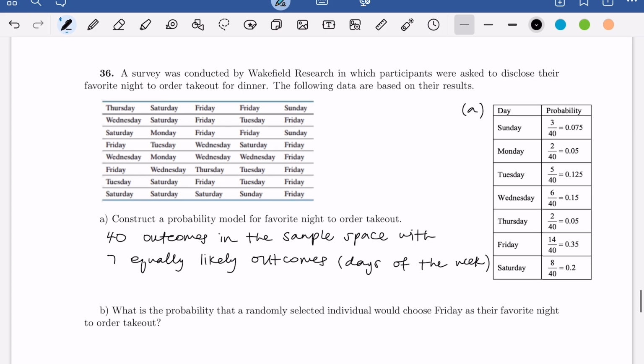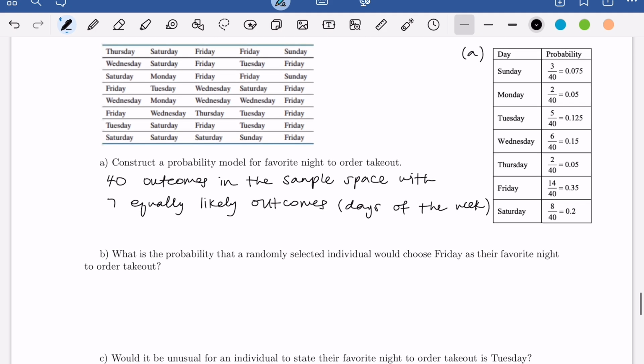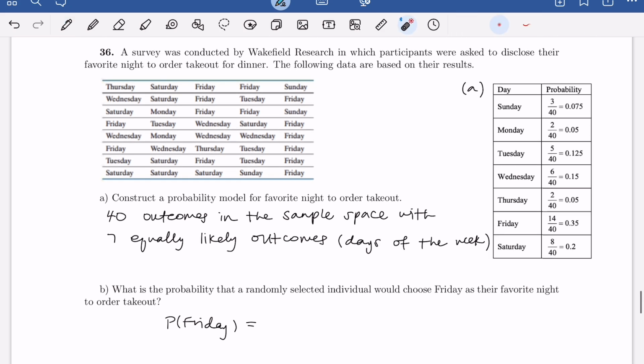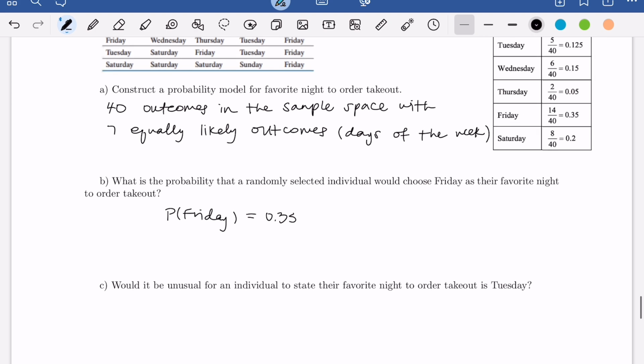Now with that, for part B, what is the probability that a randomly selected individual would choose Friday as their favorite night to order takeout? So this is going to be the probability that Friday is their favorite night to order takeout. We're just going to go back to this probability model. We're going to find 0.35 here, or 35%.